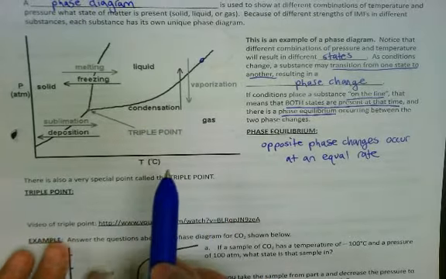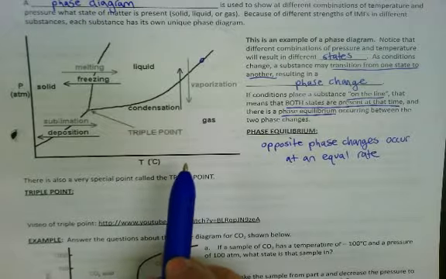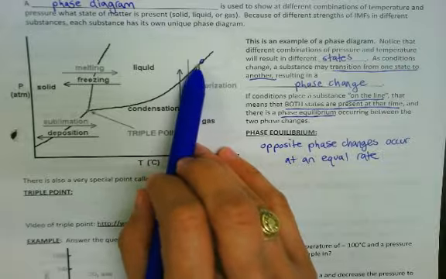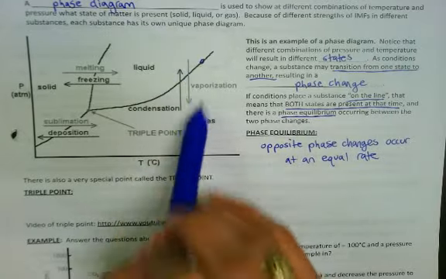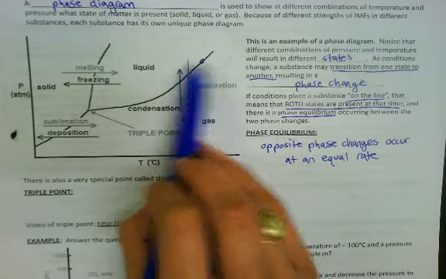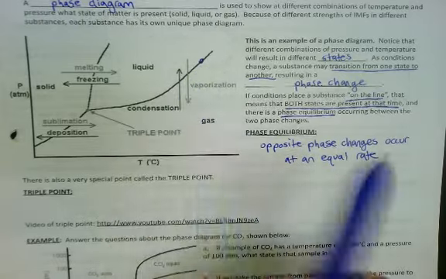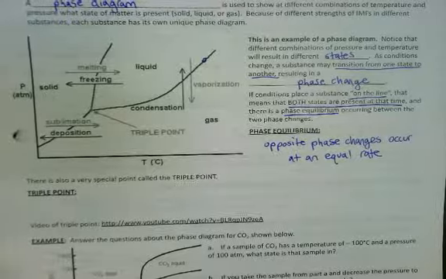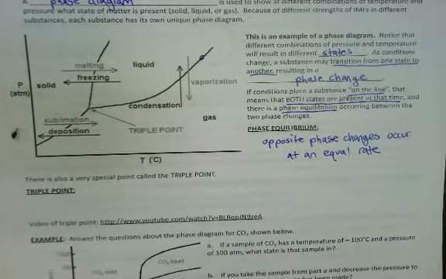Opposite phase changes occur at an equal rate. So if you had, for example, a substance at this point, at this temperature and this pressure, like water, there would be equal amounts of vaporization and condensation happening. That is a phase equilibrium.